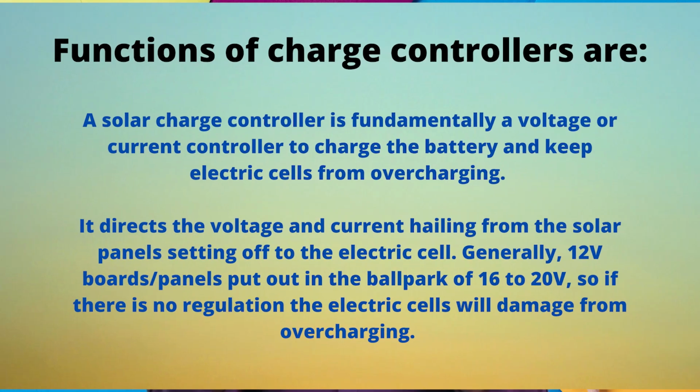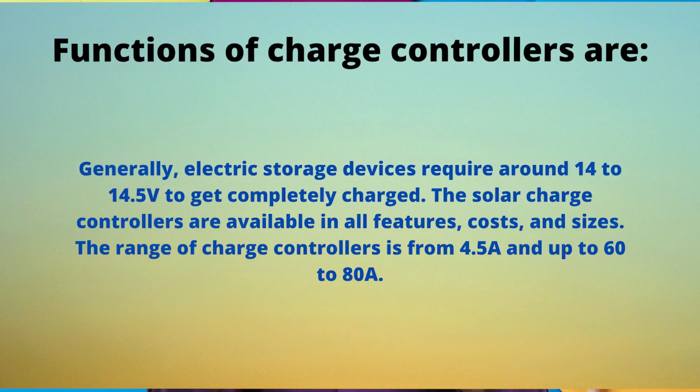A solar charge controller is fundamentally a voltage or current controller to charge the battery and keep the cells from overcharging. It directs the voltage and current from the solar panel going to the battery cells. Generally, a 12-volt panel puts out in the ballpark of 16 to 20 volts, and if there is no regulation, the battery cells will be damaged from overcharging. Generally, an electric storage device requires around 14 to 14.5 volts to get completely charged.